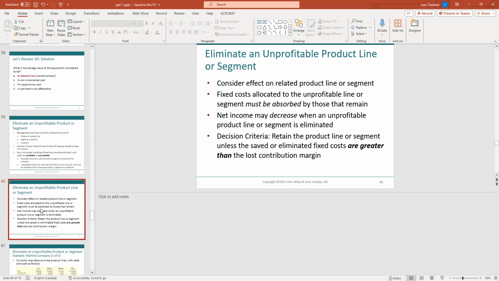So let's go with this now. Consider the effect on a related product line or segment. First thing that we have to do: fixed cost allocated to the unprofitable line must be absorbed by the other ones. Net income may decrease when an unprofitable product line or segment is eliminated. So if we allocate fixed cost to an unprofitable line or segment, which later must be absorbed by the rest of the company, then the net income might decrease. So the decision criteria here is we're going to keep the product or segment or division unless the saved or eliminated fixed costs are more than the lost contribution margin.